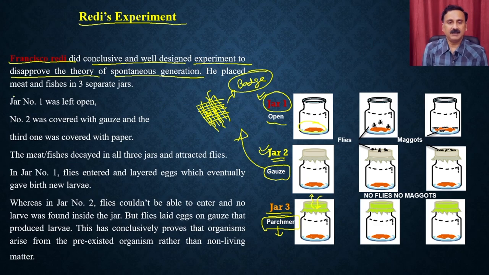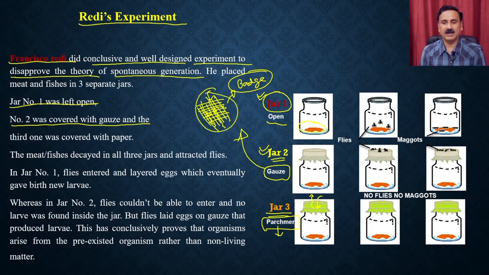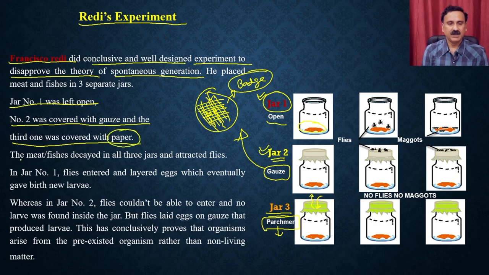So he took three jars. Jar one was left open so that any animal or anything could go inside. Jar two was covered with the gauze. As I said, gauze has a net, so it will not allow the flies to get inside, but it allows the smell and other things to come out. The third jar was covered with a parchment or paper. The meat and the fishes decayed in all three jars, and it attracted the flies.